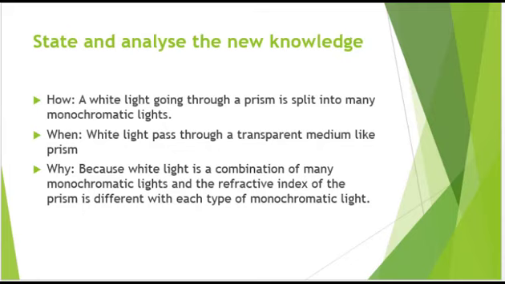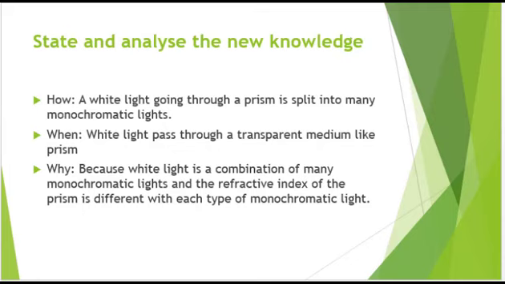The second point: when does it happen? So dispersion of light happens when white light goes through a transparent medium like a prism. And the last point: why does it happen?